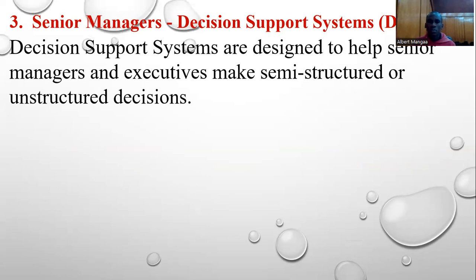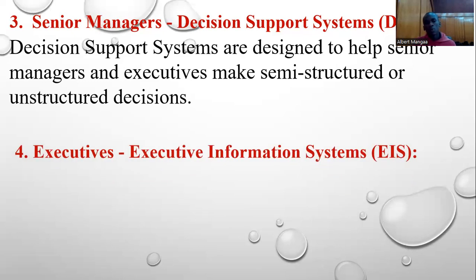unstructured decisions. So you see that we are moving from the bottom to the top. We first looked at the low-level workers, then the middle-level managers, and now the senior-level managers. These systems help senior managers and executives to make semi-structured or unstructured decisions.